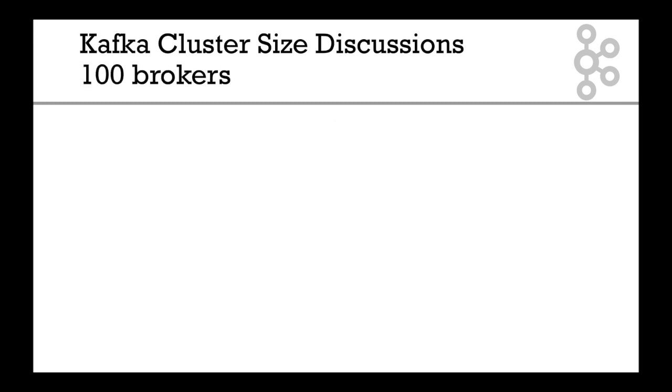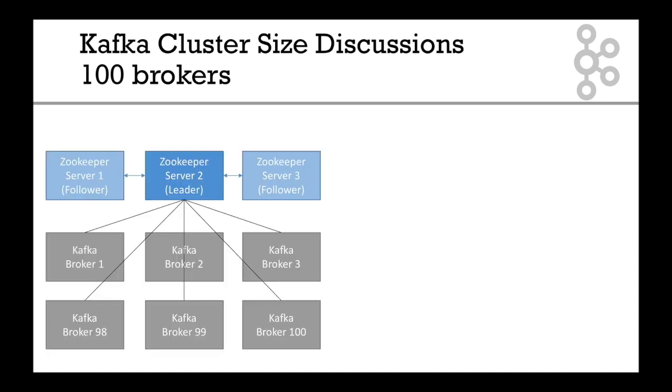Let's talk about the extreme. Let's talk about 100 brokers. What's going on at LinkedIn and what's going on at Netflix or Uber. So this is what it looks like. We have 3 zookeepers, probably 5, but let's do 3 for the sake of the argument. And they have 1, 2, 3, 98, 99, 100 brokers. Lots of them. So what's happening?